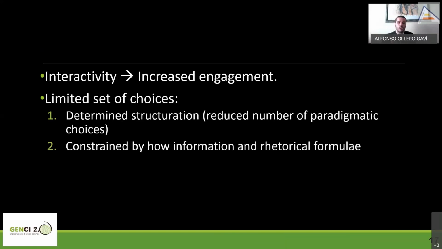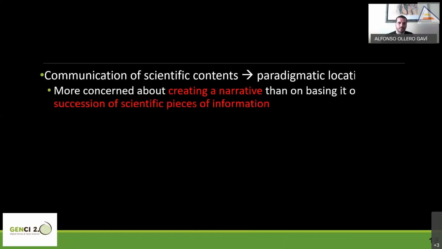But what is important to acknowledge is that this engagement did not overload the audience, because the documentary limited the choices by the user to just some buttons. So this was not an overload, but it is a kind of fun platform to interact with. There is a reduced number of paradigmatic choices, as you can see here. And also it is constrained by how information and rhetorical formulae work within the text.